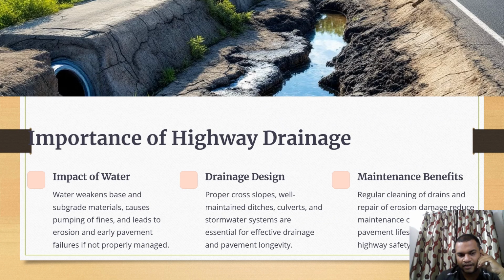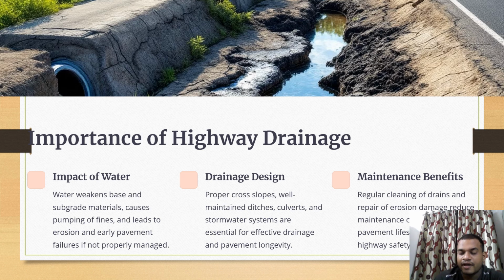Here we are on the last slide and we are discussing the importance of highway drainage. This also plays a crucial role in many places, as the drainage systems under the highways may also cause pavement failure and distresses. So let's see the first one, impact of water. Water weakens base and subgrade materials, causes pumping of fines, and leads to erosion and early pavement failures if not properly managed. Drainage design: proper cross slopes, well-maintained ditches, culverts, and stormwater systems are essential for effective drainage and pavement longevity.